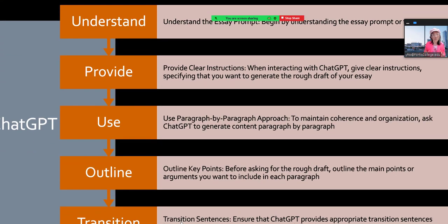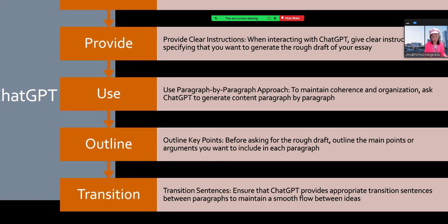So understand that you have to understand how to write good essay prompts. You have to provide clear instructions to ChatGPT in order to get the answer that you want. You could use a paragraph by paragraph approach. In other words, have ChatGPT correct your essay paragraph by paragraph. You can outline key points and have ChatGPT generate an outline for you, and then you can use that outline to help you come up with ideas for your essay. And then you can use ChatGPT for transition words.